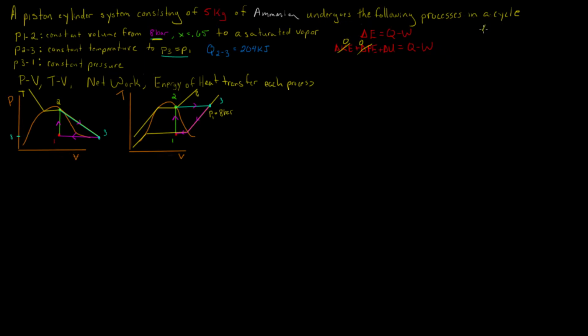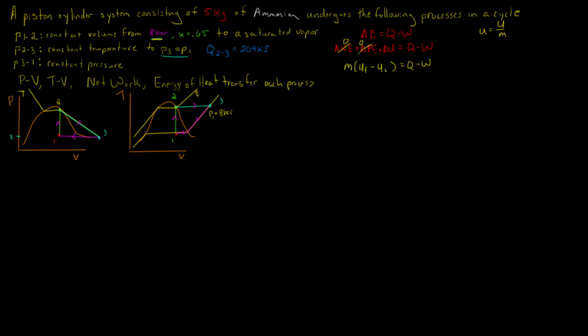Now I'm going to write this in a slightly different way. I'm going to say that a specific internal energy is equal to internal energy divided by m. So, I'm going to multiply m by both sides. So I'm going to have m times a final internal energy minus an initial internal energy is equal to Q minus W. So what is this? This can be applied for each of these processes.